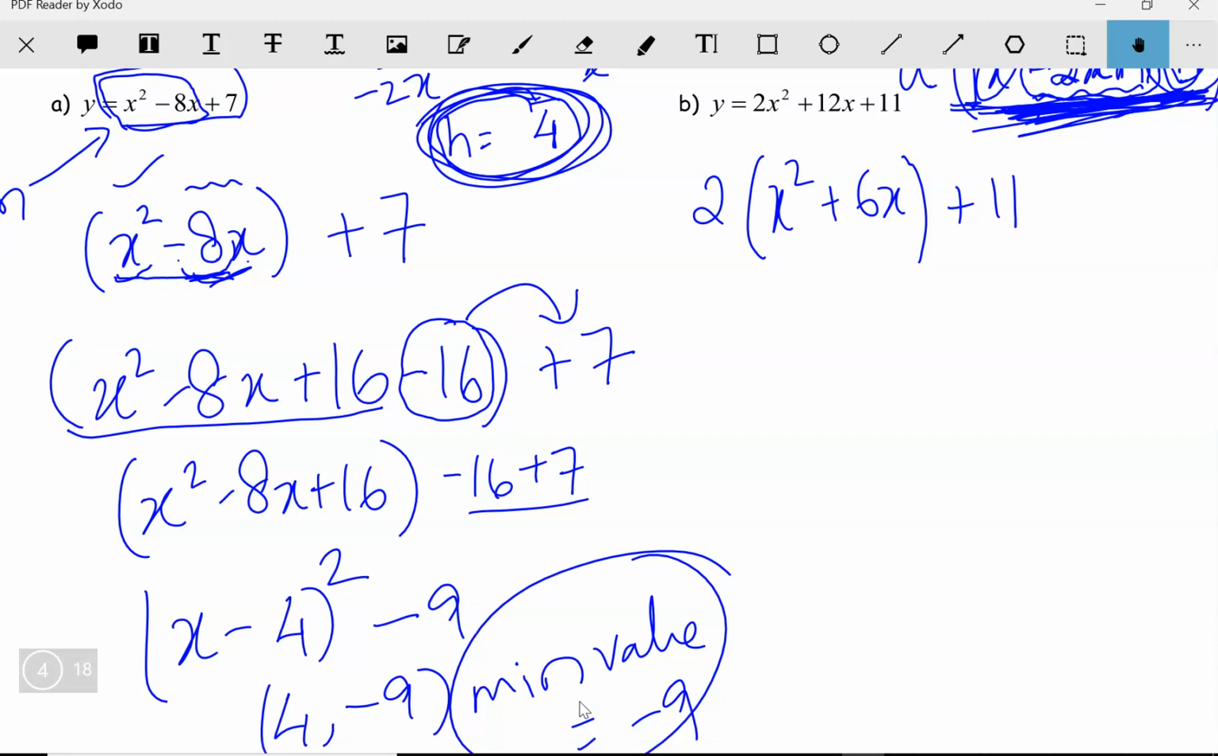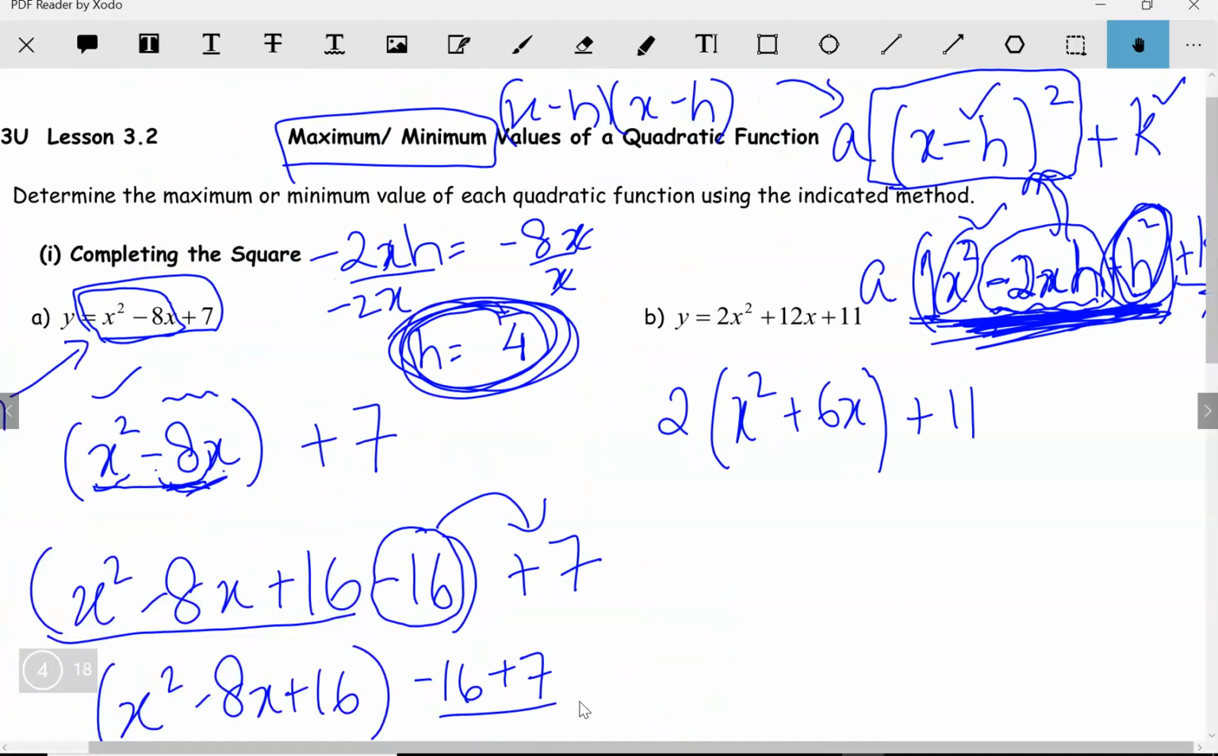So hopefully we see why we divide by 2 and why we take that squared. It's all because we want an (x minus h) squared in the bracket. And if I really expand that bracket, what I want is x squared minus 2xh plus h squared. So I do whatever I can to get whatever is inside that bracket into this form.